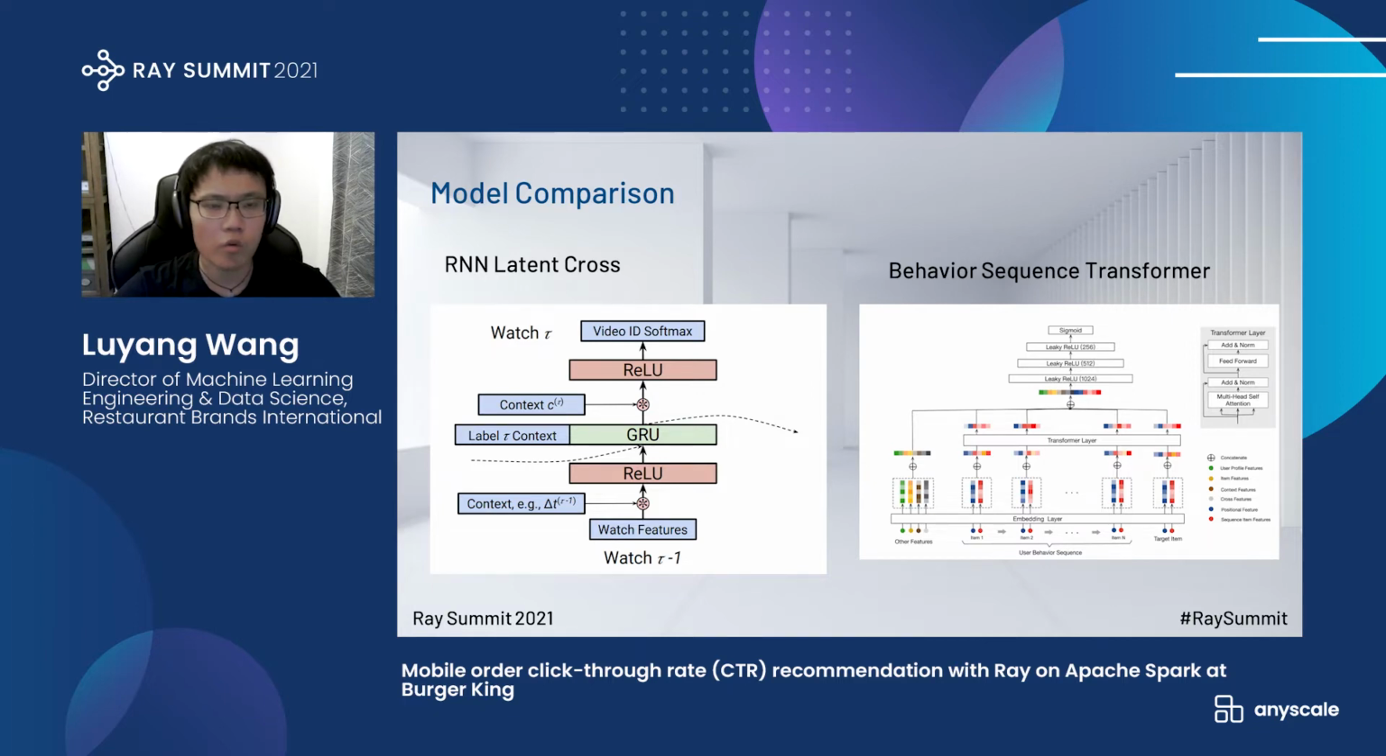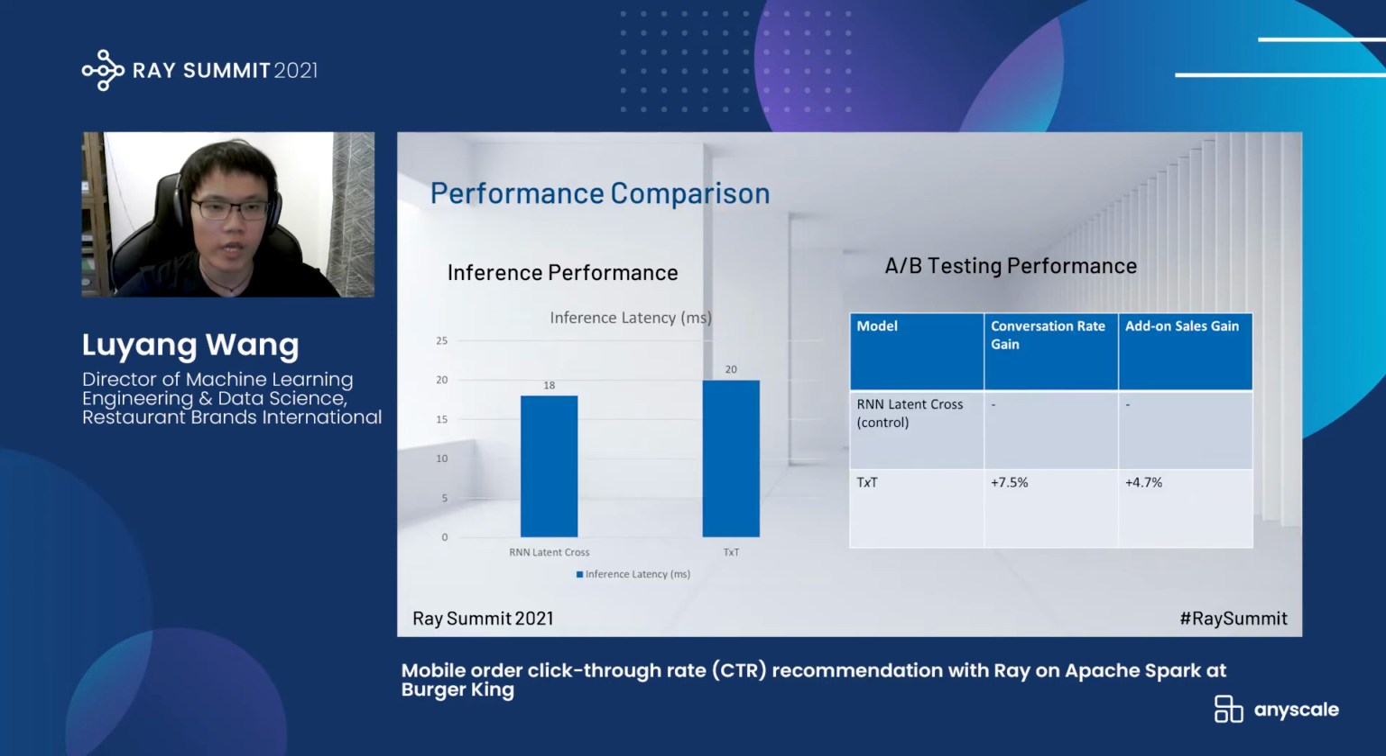So, and then we want to talk about some online inference performance comparison. We did some A/B testing in our app. The control group is using the RN latent cross model, which is very close to the way our model works. Given the inference speed difference here, we take a little bit longer compared to the RN latent cross, which is understandable because our model has a lot more parameters, due to two transformers and multiple layers.